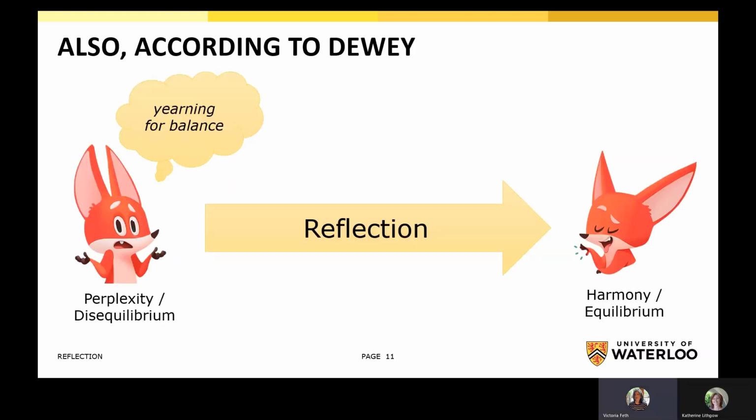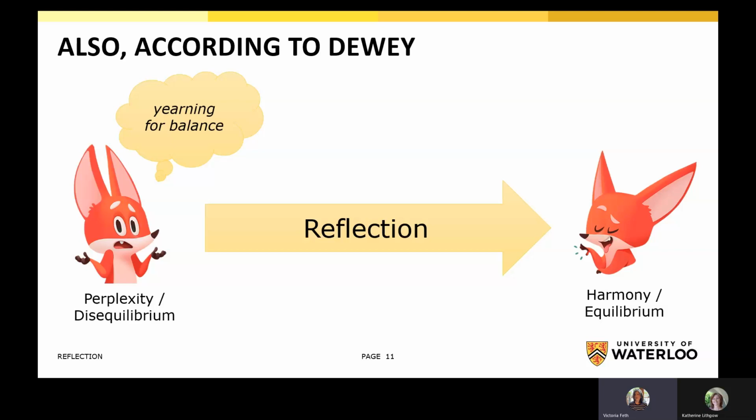So also, according to Dewey, the process of reflection moves the learner from a disturbing state of perplexity. So we can see our little fox character on the left side is in this state of perplexity, or also what Dewey called disequilibrium. And he's in this space because he is yearning for balance. So he's experienced something that has made him stop and think and begin to ask questions, to inquire about the meaning of that experience and why he feels this sense of perplexity or disequilibrium. And he wants to move toward harmony and equilibrium.